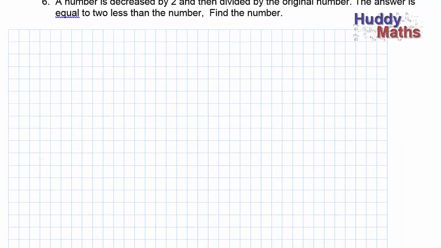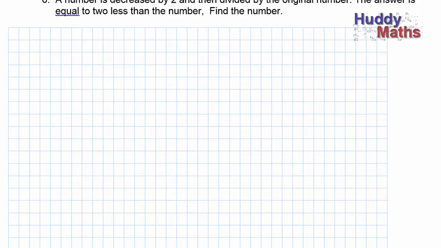Let's have a look at this question now, and we're into problem solving. We've done the basic idea of things, now we're into problem solving. So let's have a look at question 6 then. So here, question 6, a number is decreased by 2, divided by the original number, the answer is equal to 2. Okay, let the number be x.